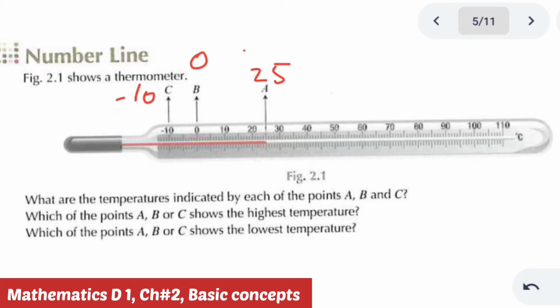Similarly, the second question is, which of the points A, B or C shows the highest temperature? The highest temperature is 25. The third question is, which of the points A, B or C shows the lowest temperature? The lowest temperature is minus 10. In this way we can understand with the help of a number line which number is the highest one and which number is the lowest one.